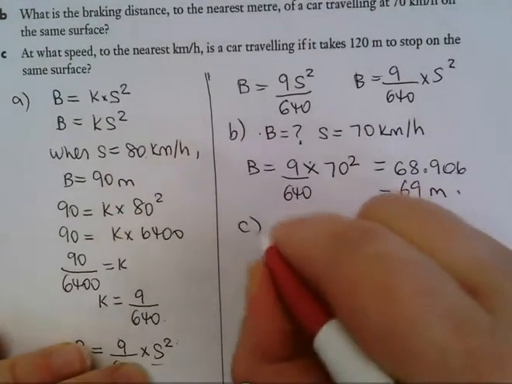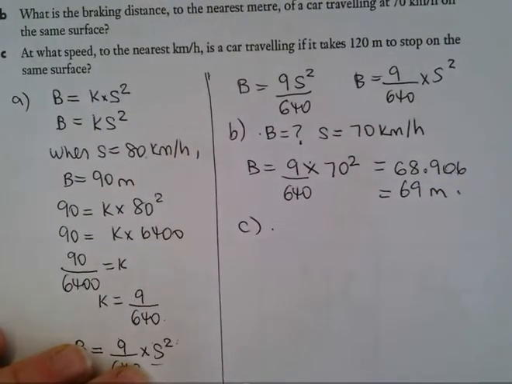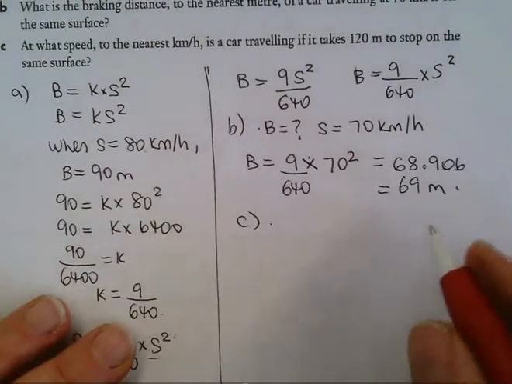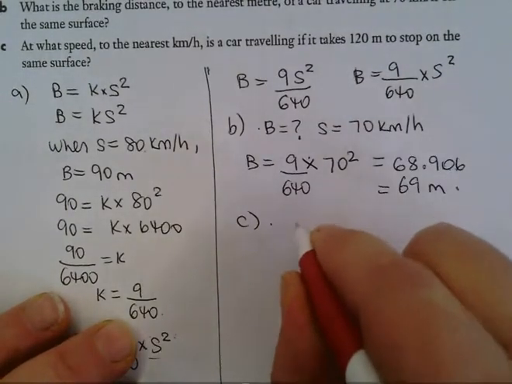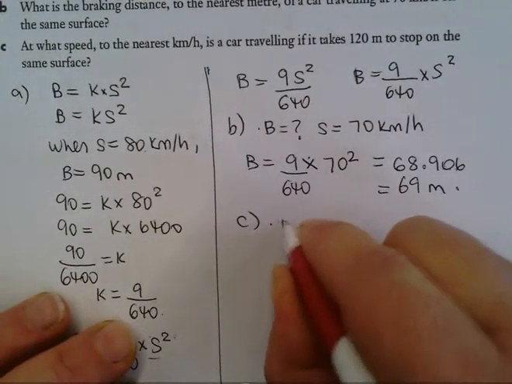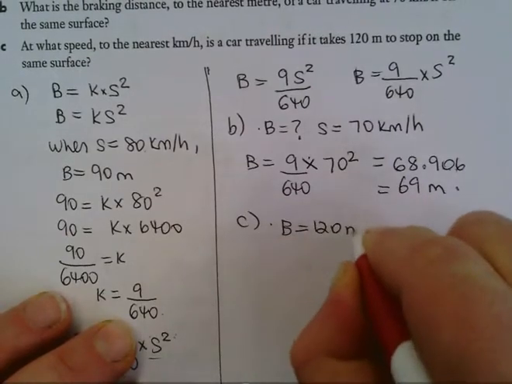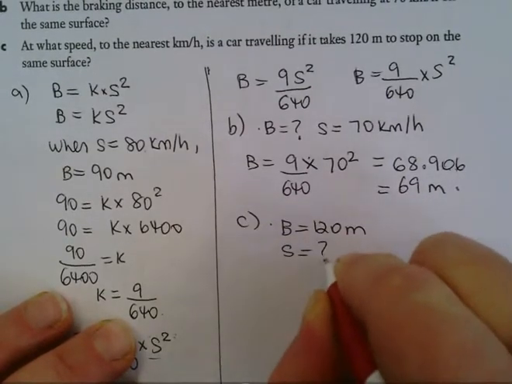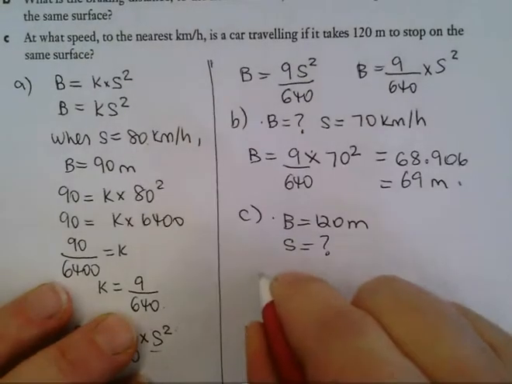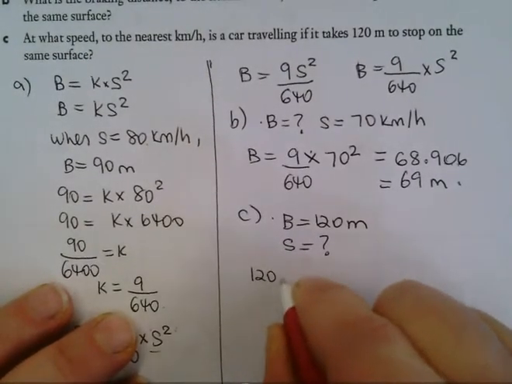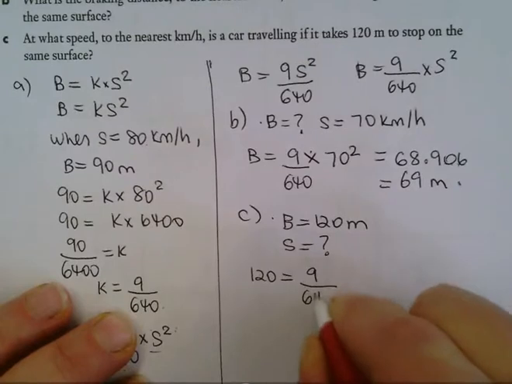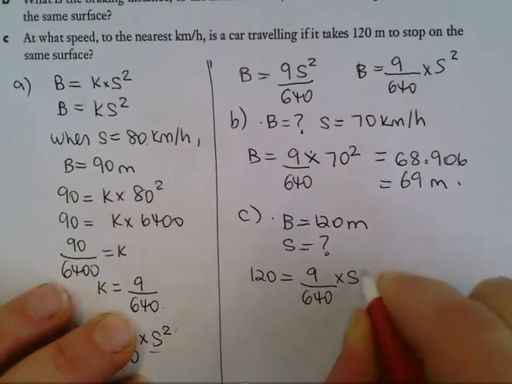Okay. Now for part C, at what speed to the nearest kilometer per hour is a car traveling if it takes 120 meters to stop? Well, your 120 meters to stop is your braking distance, and they're asking for the speed, which is question mark. Using your formula, 120 equals 9 over 640 times S squared.